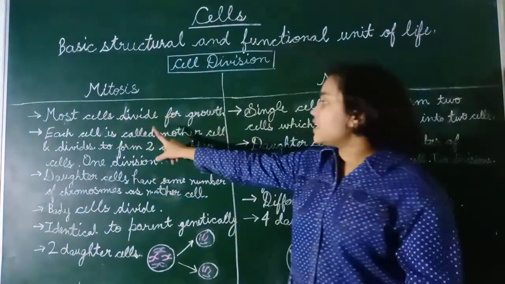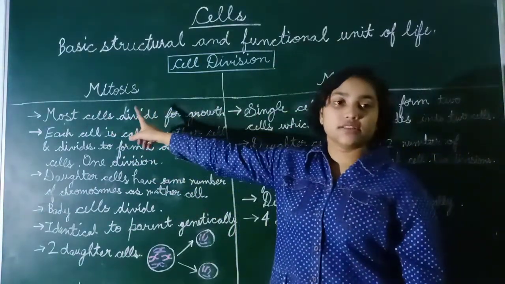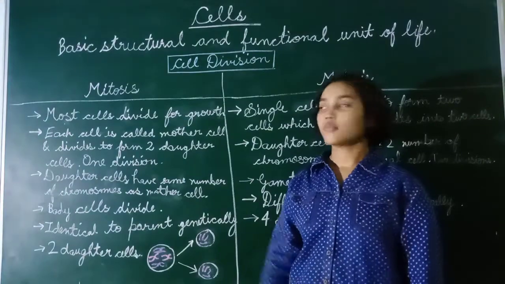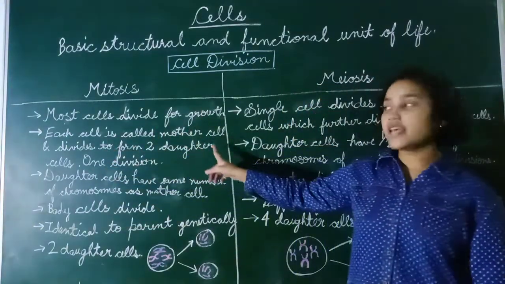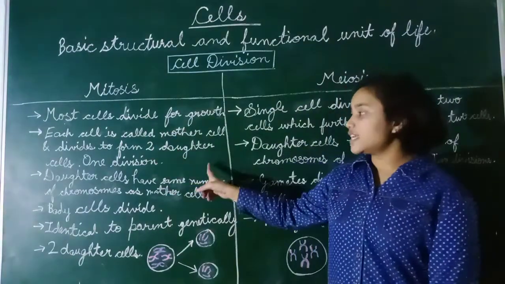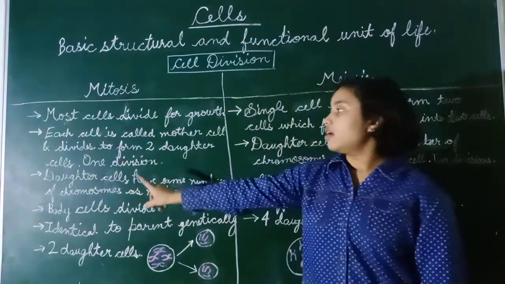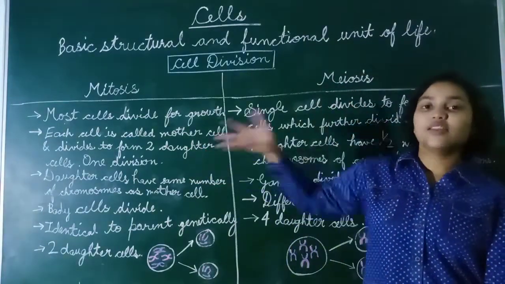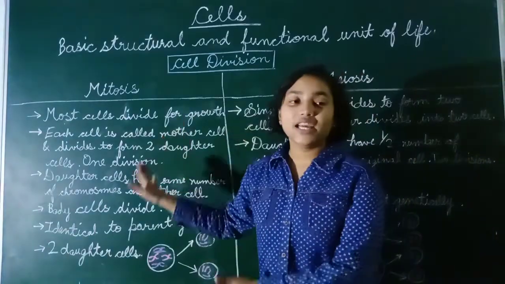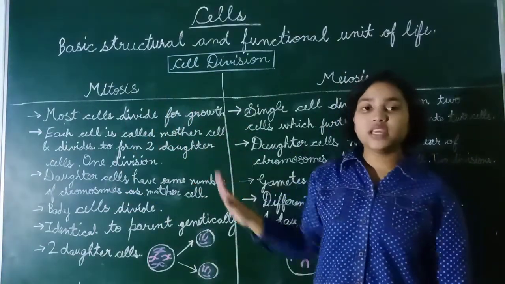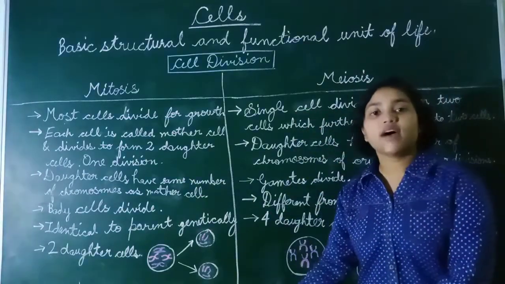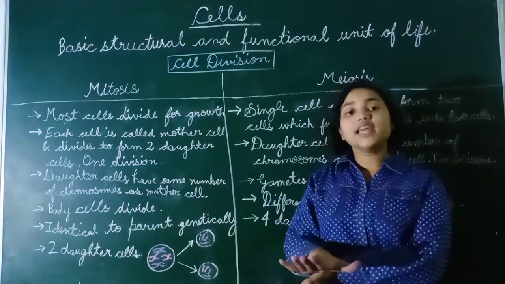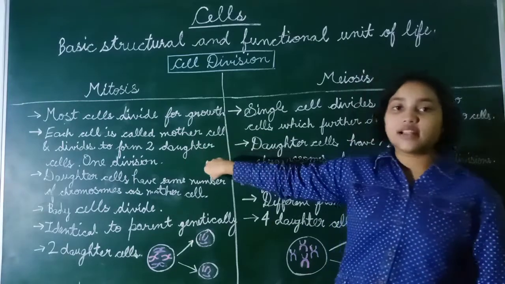In mitosis, most of the cells divide for growth. Each cell is called a mother cell and divides to form two daughter cells, with one division. Here, mother cell does not mean your mother, and daughter does not mean me. The cell which is about to divide is called the mother cell, and the cell produced by dividing the mother cell is called the daughter cell.